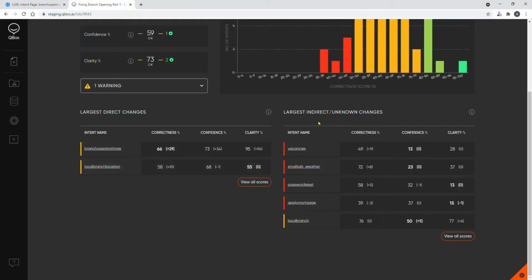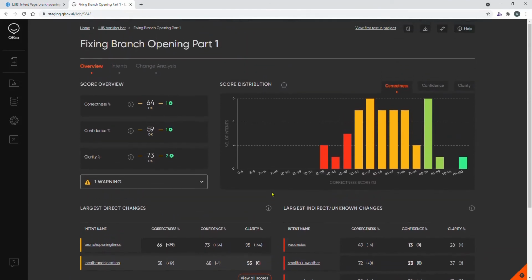There are a few indirect or unknown changes too, so this list will include intents with the largest score changes, both good and bad, whose training data has not changed. And we will see further details of these and any others that might have changed too by going to the Change Analysis tab later on.